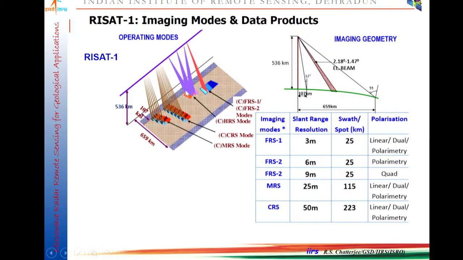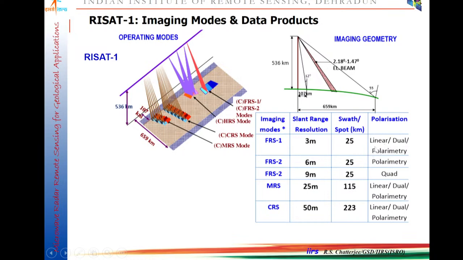Now in strip map also, you can have a fine beam, you can have a standard beam, something like this. Now let us see in case of RISAT-1, these imaging modes are available. FRS-1, fine resolution, these are strip map and spotlight mode, whereas FRS-1, FRS-2, MRS and CRS are under scanner mode. This is the swath size, starting from 25 km for high spatial resolution to 223 km for the coarser spatial resolution of 50 meter.